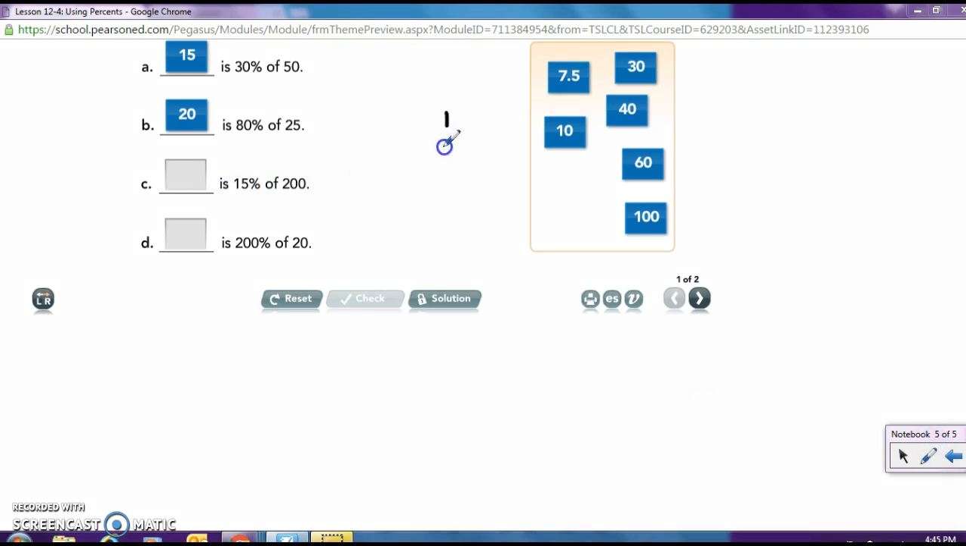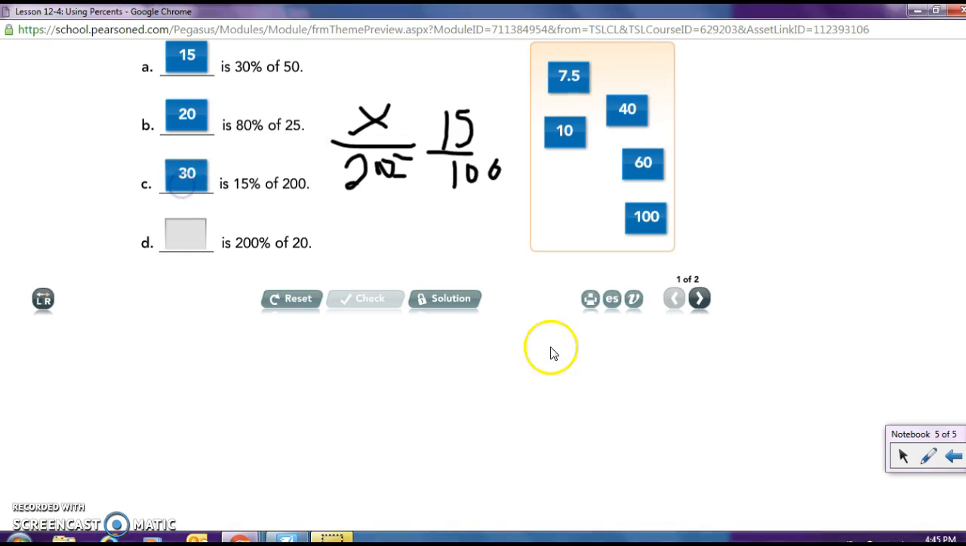Blank is 15%, so let's put 15 over 100 of 200. So if my of is 200, I need to solve for my is. So how would I get from 100 to 200? I would times by 2. So what is 15 times 2? Well, 15 times 2 is 30.